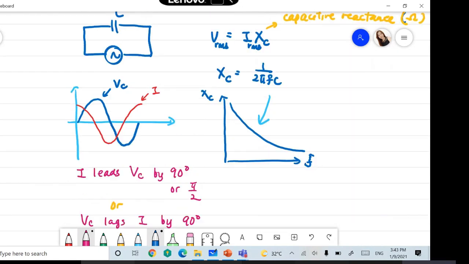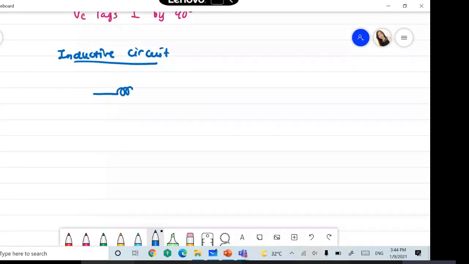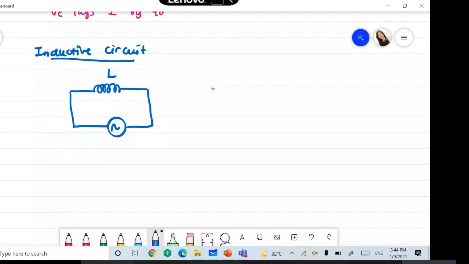Okay, so next one, we are going to consider an inductive circuit. Inductive circuit means I'm connecting an inductor, a coil, to an AC source. The inductor has an inductance of L. In the AC circuit, we have V RMS equal to I RMS multiplied with R, but there's no R here. This is a pure inductor, so it only consists of reactance. We call it inductive reactance. The symbol is XL, which has the unit of ohm.